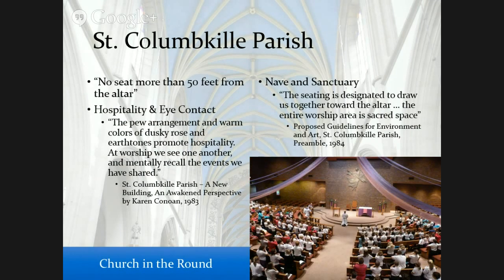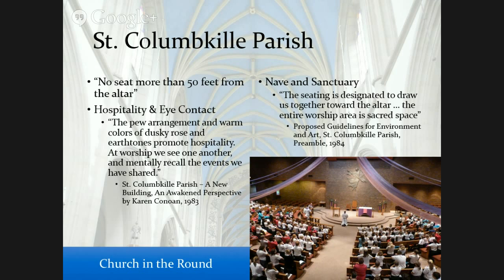All right, the idea of church in the round. Ours is a church in the round, so no seat is more than 50 feet from the altar. So very much the idea of hospitality and eye contact. The pew arrangement and warm colors of dusty rose and earth tones promote hospitality. I'm not really sure. I suppose it can. I don't know if that makes it more hospitable for me or not, but at worship, we see one another, and mentally we recall the events we have shared.